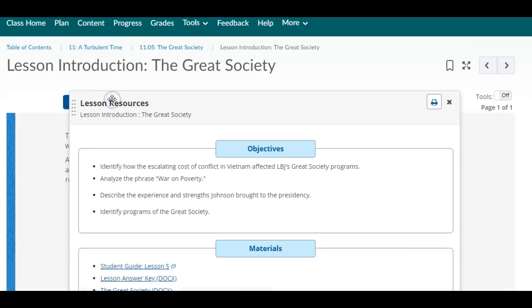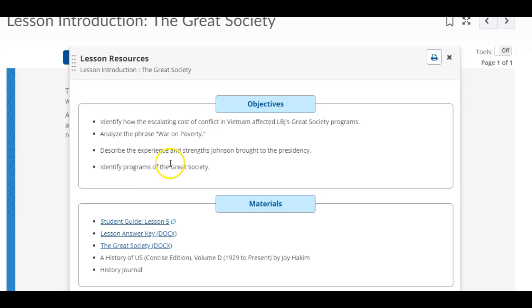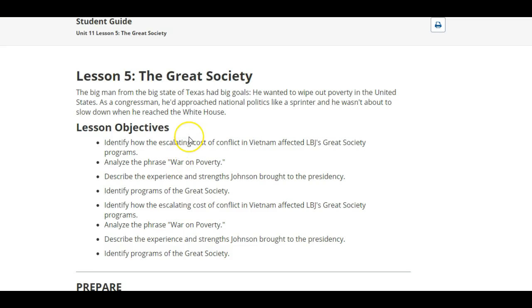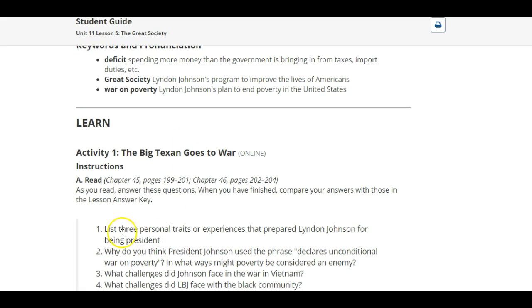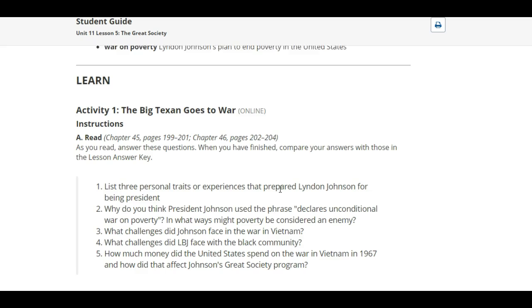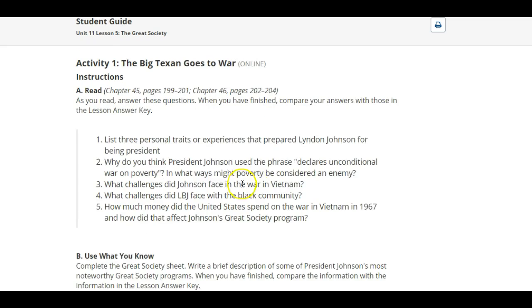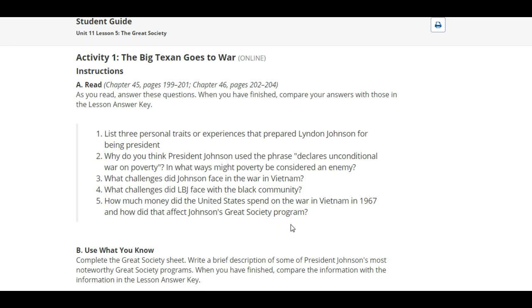And so I can go to lesson resources, and I can open up the student guide on this, and the student guide is going to tell me what pages we were on in the textbook. All right, so these were page 199 to 201 and 202 to 204. I can also take a look at some of the questions I answered, and some of those questions sometimes are the same as what were asked in that teacher graded portion. So I know I'm talking about Johnson and the war on Vietnam, so I know I'm exactly in the right place here, so I can go to those pages in the book and see if I can find the answer.